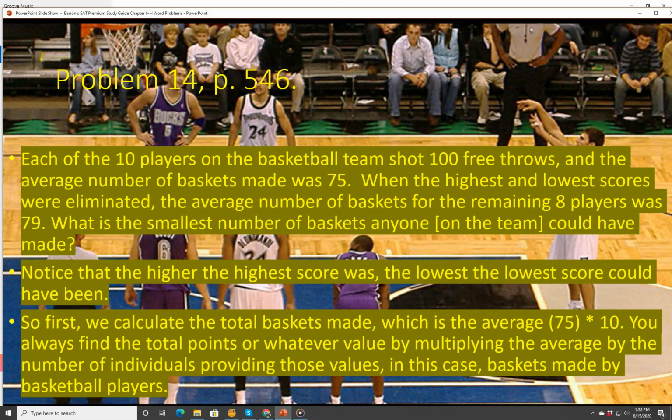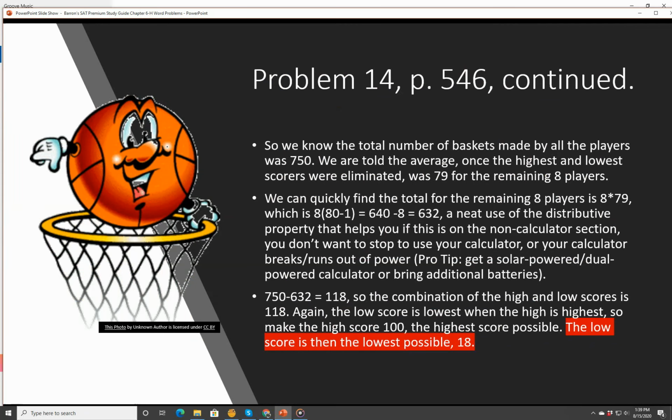Anyway, notice that the higher the highest score was, the lower the lowest score could have been. So first we calculate the total baskets made, which is just the average times the number of players. So it's 75 times 10. You can always find the total of whatever value by multiplying the average times the number of individual values. So in this case, you multiply 75 baskets by 10 players, and you get 750 total baskets made by all the players.